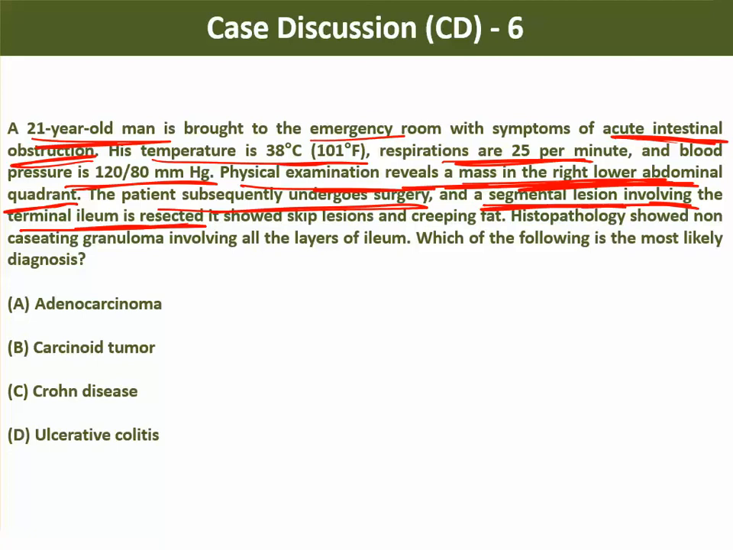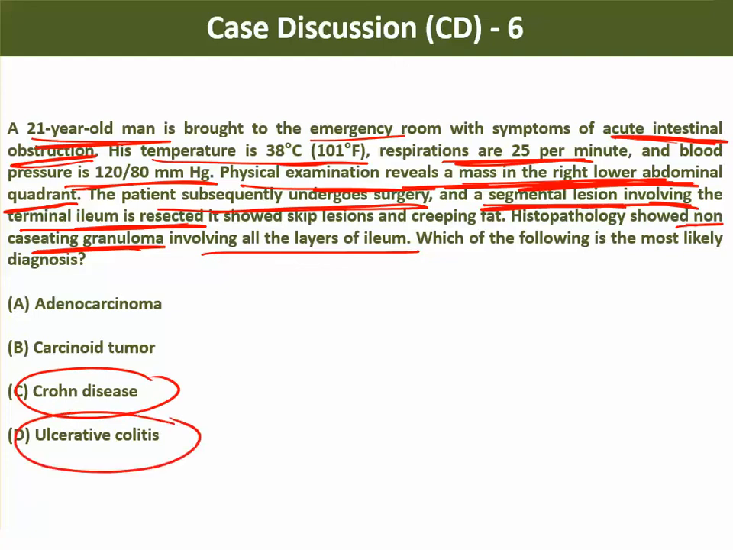Actually, I want to use the word laparotomy. They don't do exact surgery; they open the abdomen and see what is there. They found the ileum had skip lesions and some creeping fat. They removed that and sent it for histopathology, which shows non-caseating granuloma in all the layers of the ileum. What is this? A very straightforward diagnosis. What is your diagnosis? Crohn's disease, because the only thing that can confuse you is ulcerative colitis.